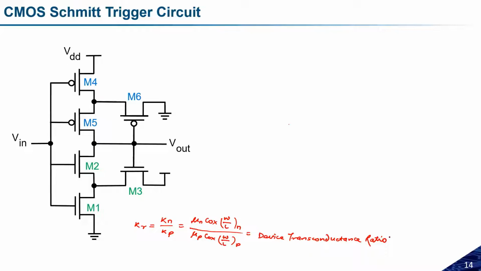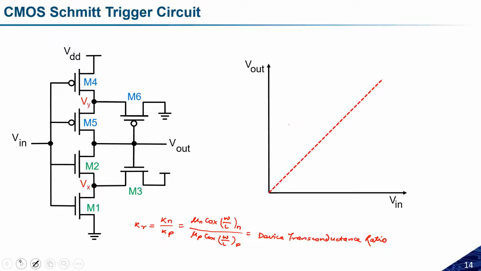Suppose I'm changing the input from low to high. If I'm changing the input from low to high, what will happen? Initially the input was 0, and I'm assuming the output is equal to 1. If the output is equal to 1, what does it mean? Initially input is equal to 0, output is equal to 1. M4 and M5 will be in the on state.